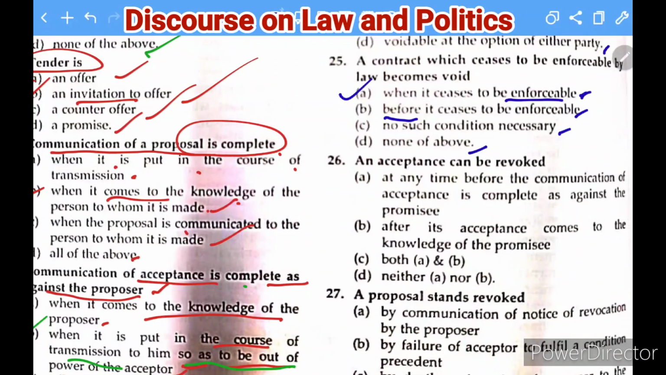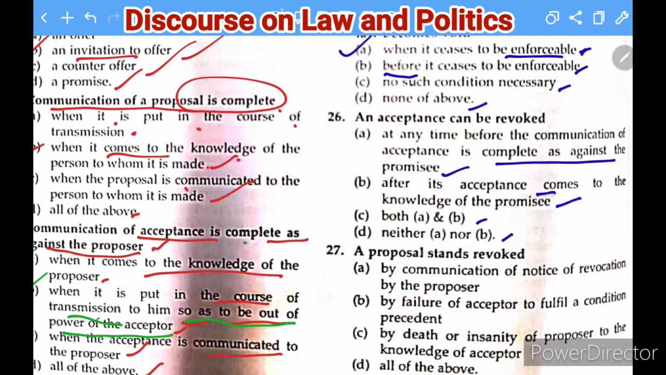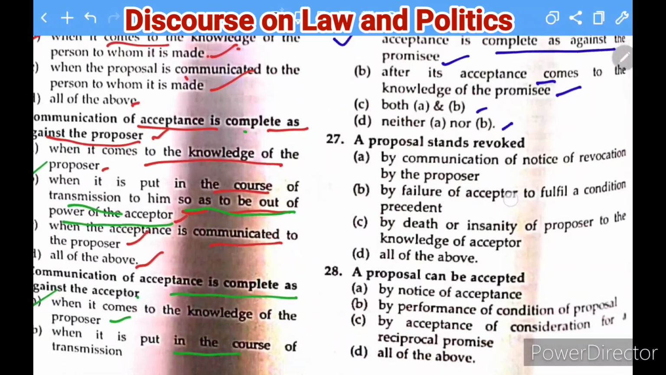An acceptance can be revoked at any time before the communication of acceptance is complete as against the promisee, after its acceptance comes to the knowledge of the promisee, both A and B, and the last option, that is D, neither A nor B. So what is the right answer here? Just give me the answer. An acceptance can be revoked when? Yes, it can be revoked at any time before the communication of acceptance is complete as against the promisee. Moving to the next question.